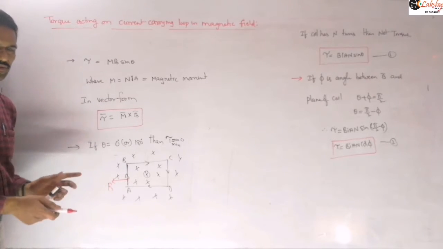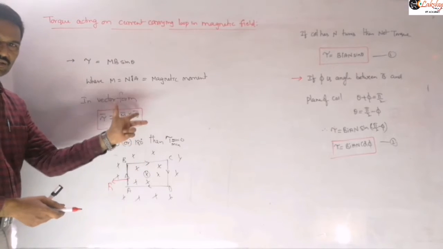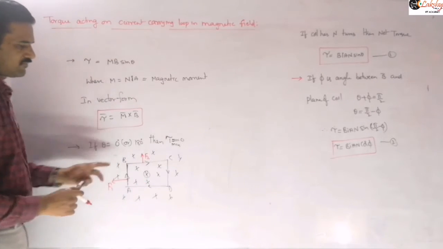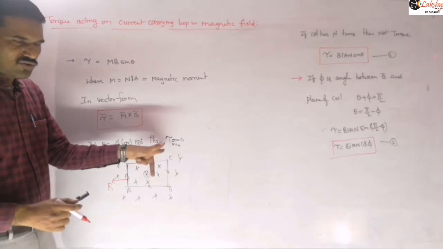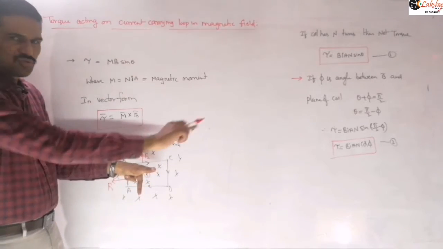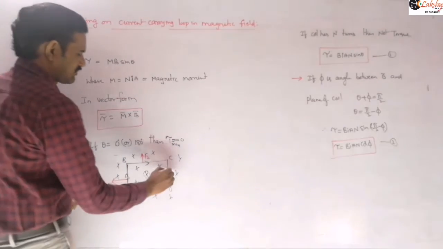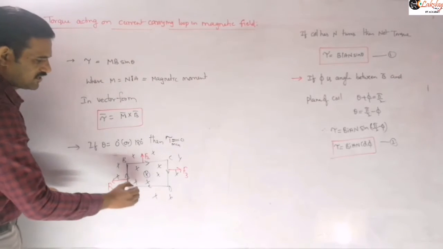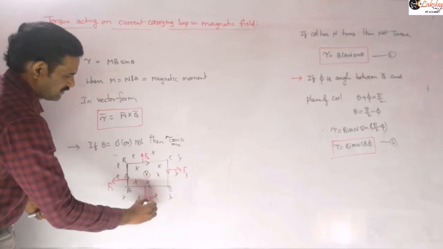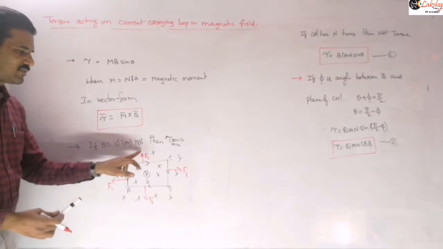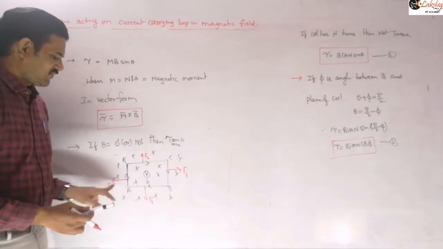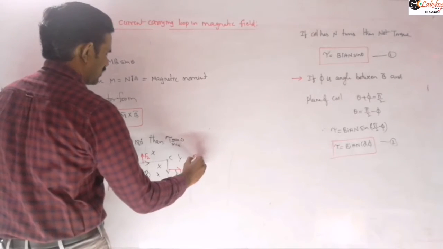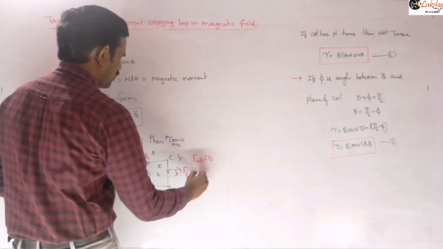And force acting on this: field is into the plane, current is flowing like this, so you will get upward direction. Force acting on this will be in upward direction. For this conductor, field is into the plane and current is flowing down, so force is towards right. So F3 direction will be like this, and similarly you can identify F4 direction. Now all the forces, F2 and F4 will cancel, F1 and F3 will cancel. So the net force is 0 here, which we already know.